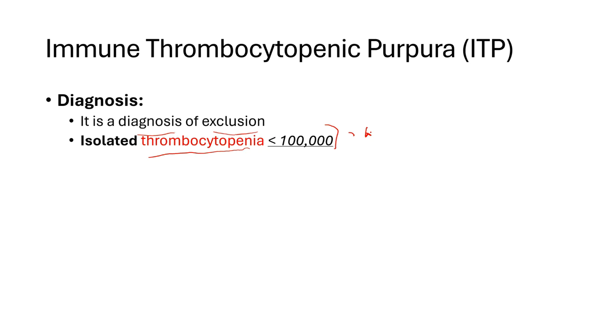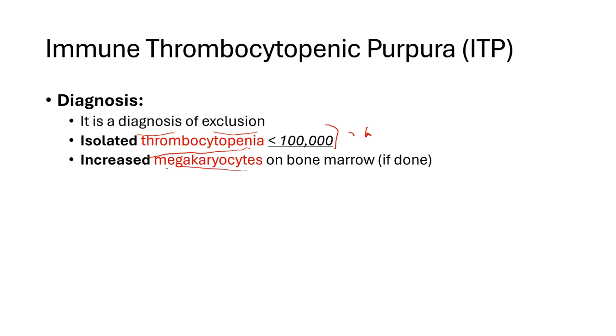What you might also see is increased megakaryocytes. Megakaryocytes are increased in the bone marrow as a typical compensatory response to peripheral platelet destruction.